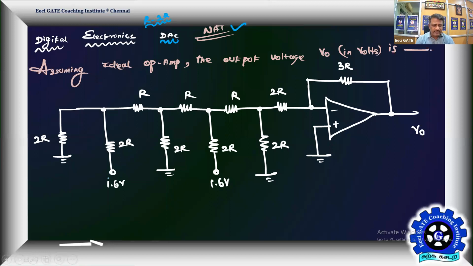So we have two excitations. This is 1.6. This is 1.6. The best way to approach the problem, because we don't know how he has played, is to use the fundamentals of DAC, digital to analog converter. We don't know who is the MSB bit line and who is the LSB bit line. So better play safe. Just go by the principle of superposition.